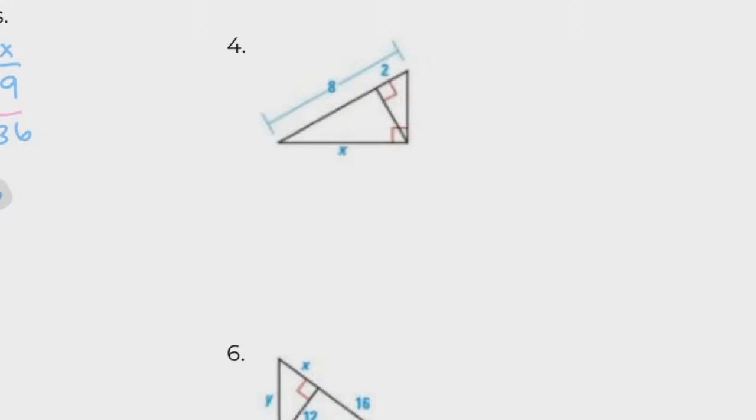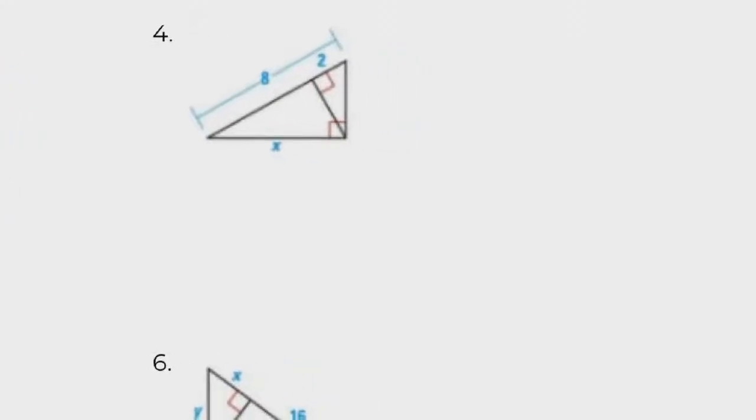Okay, number 4, we're not using the altitude, so we're using the geometric mean leg theorem. So this would be 8 over x. So the big length over x equals x over 6, since this piece here would be 6. If the entire length is 8 and we know part of it is 2, that means the other side is 6. So when we cross multiply, we get x squared equals 48.